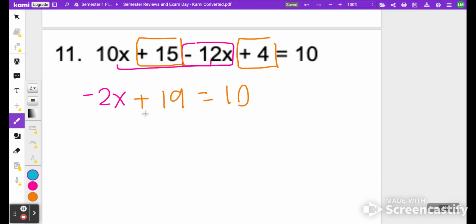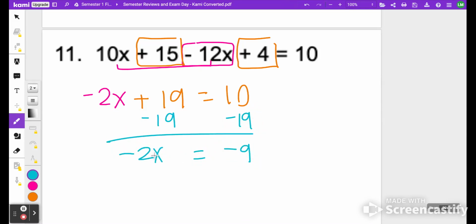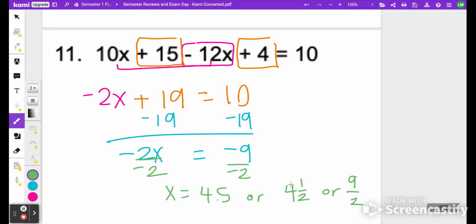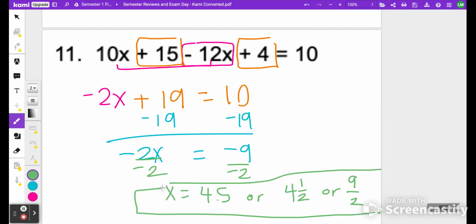Next step, I'm going to subtract 19 from both sides. 10 minus 19 gives me negative 9. Looks like we're going to get a decimal here. That's okay. Final step, divide both sides by negative 2. X should be equal to 4.5, or you can say 4 and a half. Or if you left it as 9 over 2, that would work as well. Any of these 3 options would be okay for your exam.